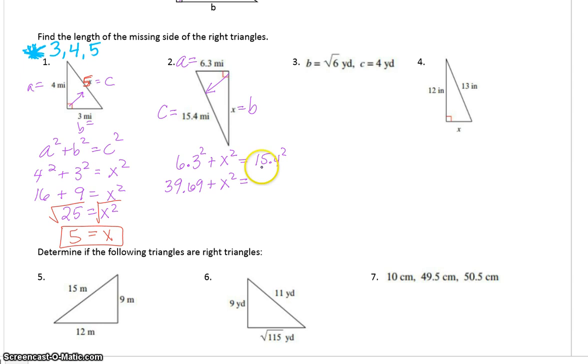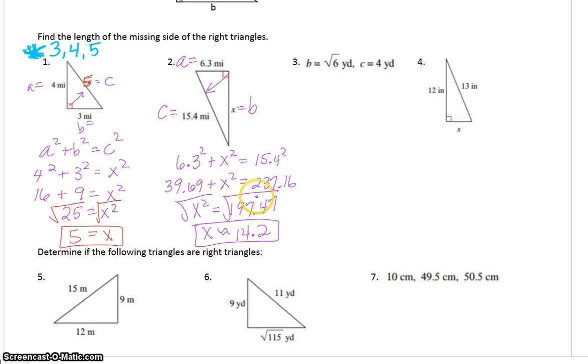15.4 squared, you get 237.16. So you can use the squared button, or you could just do 6.3 times 6.3 and 15.4 times 15.4. We're going to subtract 39.69 from both sides, and we get 197.47. But again, we need to square root both sides, and we get x is approximately equal to 14.2. I just rounded to 1 decimal place, and that should be okay.